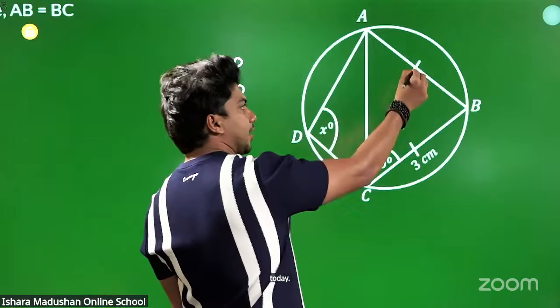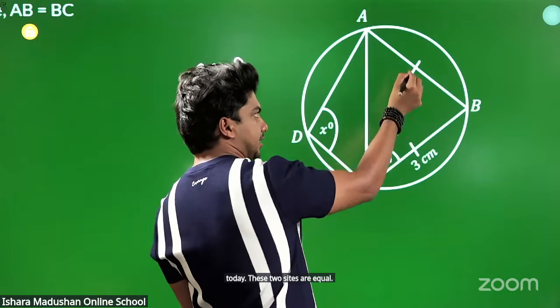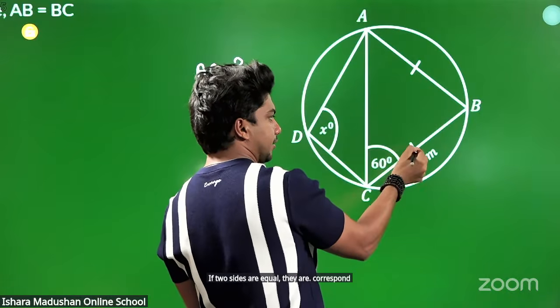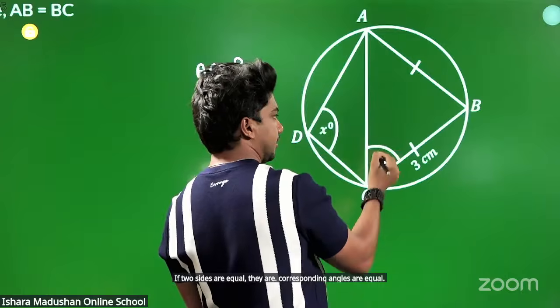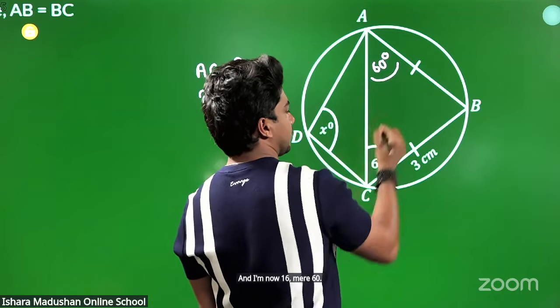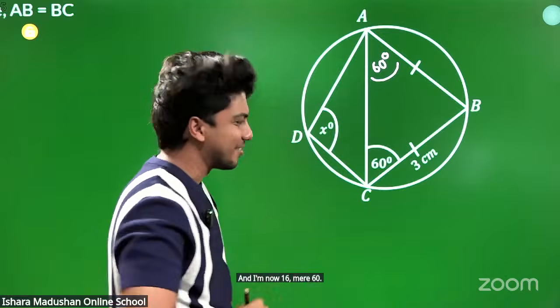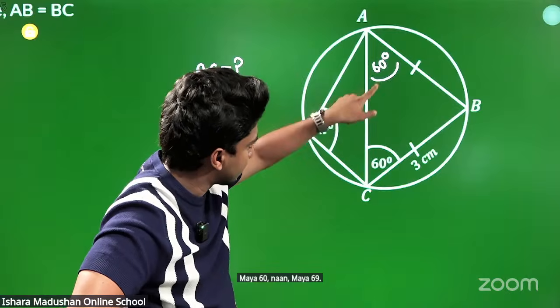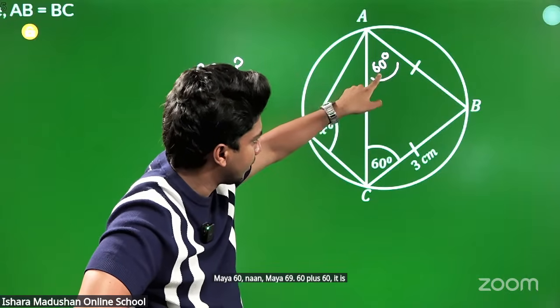These two sides are equal. If two sides are equal, their corresponding angles are equal. So if this one is 60, then this one is also 60. 60 plus 60, it is 120.